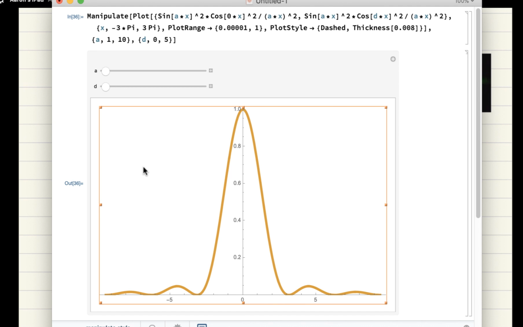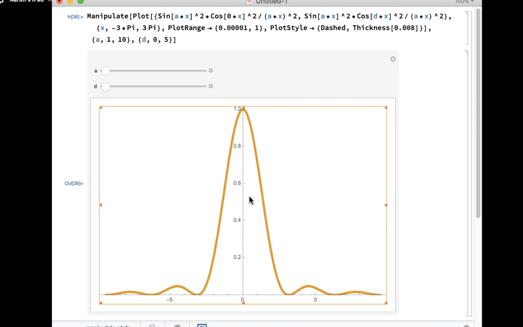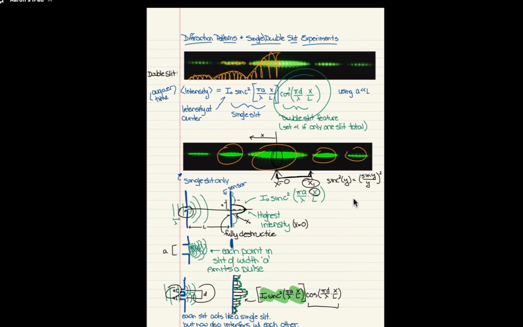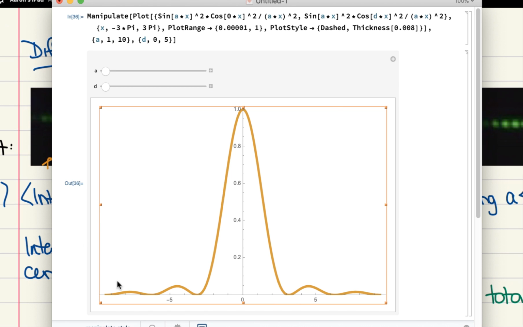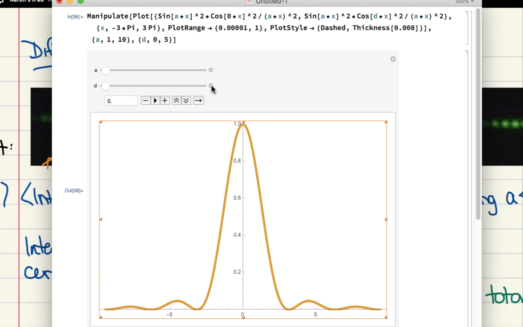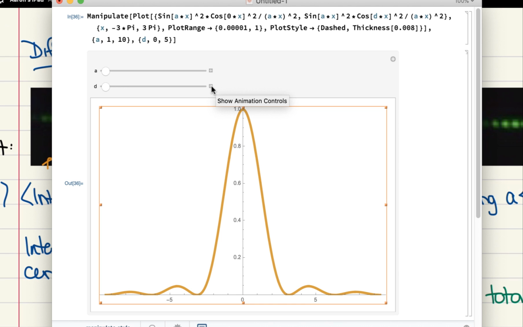What is being plotted here on this graph is exactly this equation. It's essentially plotting sinc squared times cosine squared. There's x, which is left to right, and then there are two parameters that I'm allowed to tweak, A and D, which are the size of the slit and the distance between the two slits, if there are two slits. So right now, D is set equal to zero, so this is just a single slit. These are the sorts of things I like to do: code up little things so I can see how the answer changes if I change particular parameters.